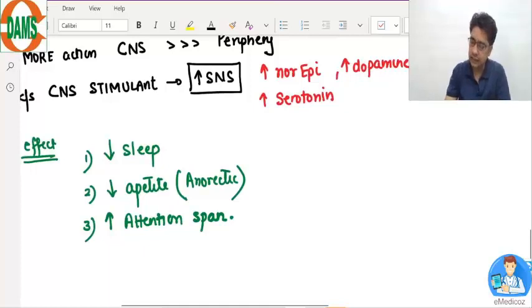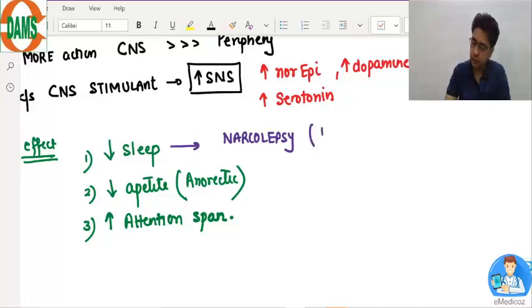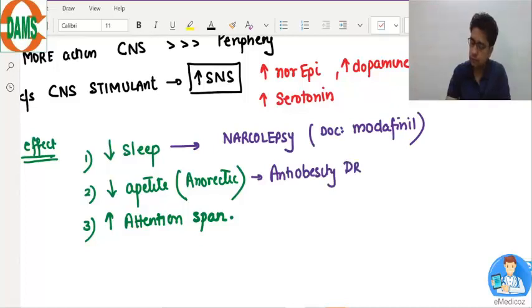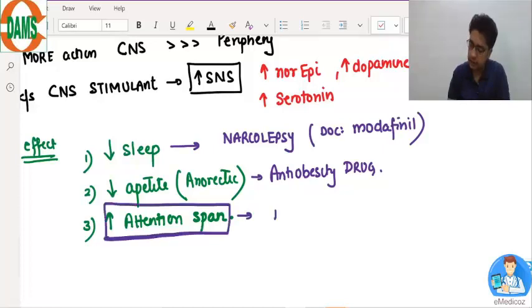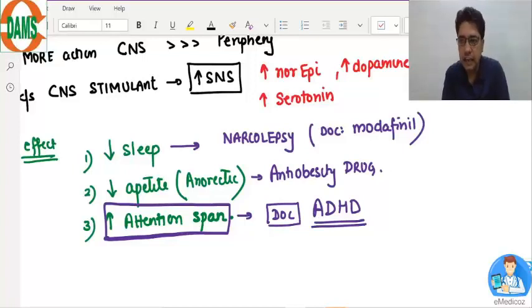As it decreases sleep, it can be given in narcolepsy. But you will write, drug of choice is modafinil. It is given as an anti-obesity drug. And you will write, as it increases attention span, amphetamines are the drug of choice for ADHD.